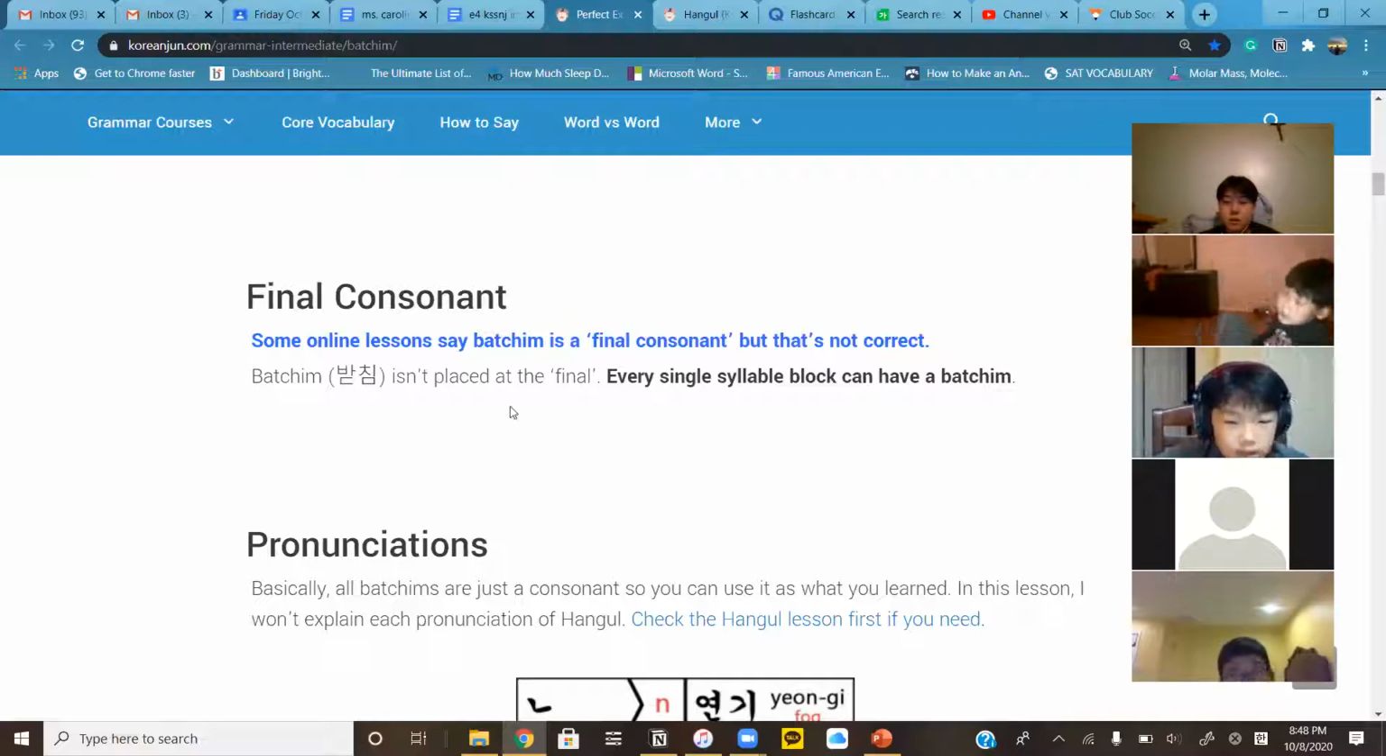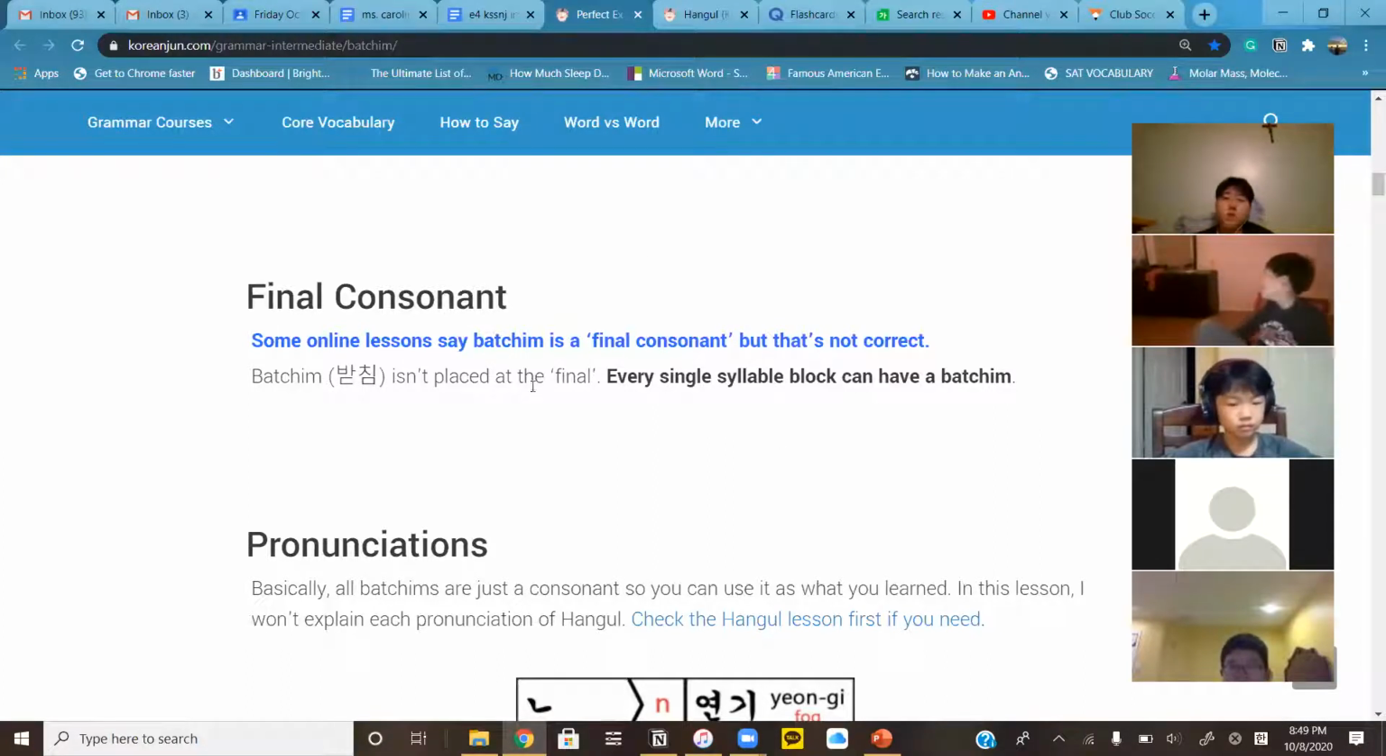Some online lessons say Pachim is a final consonant, but that's not correct. Pachim isn't placed at the final. Every single symbol block can have a Pachim. Okay. Do you understand what that means?